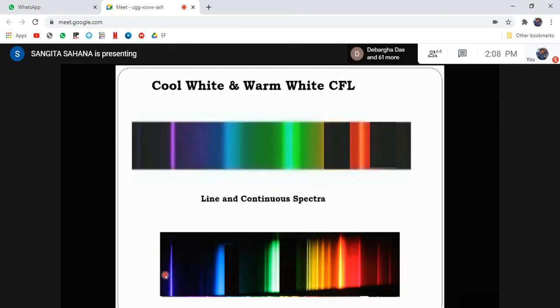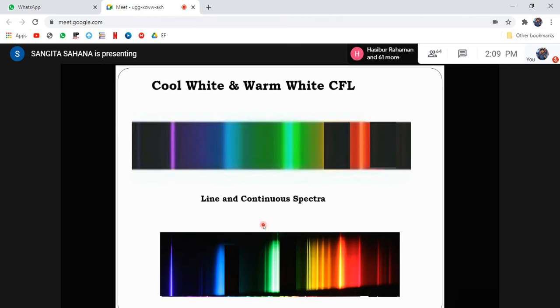But in case of the CFL, we will get both line and continuous spectra. This is again a discharge lamp. So you can see that there are a few bright lines as well as continuous wavelength in some part. So the top figure is for cool white and the lower figure is for warm white.